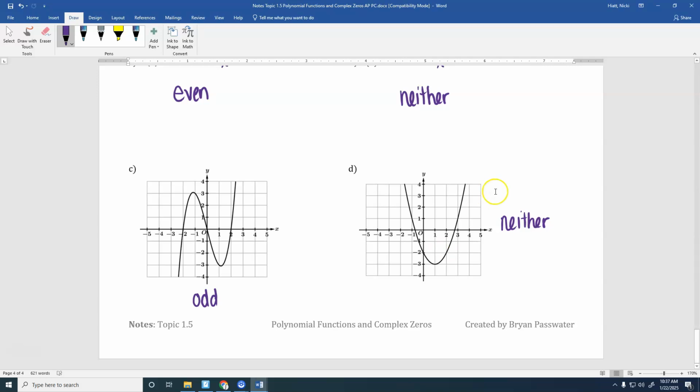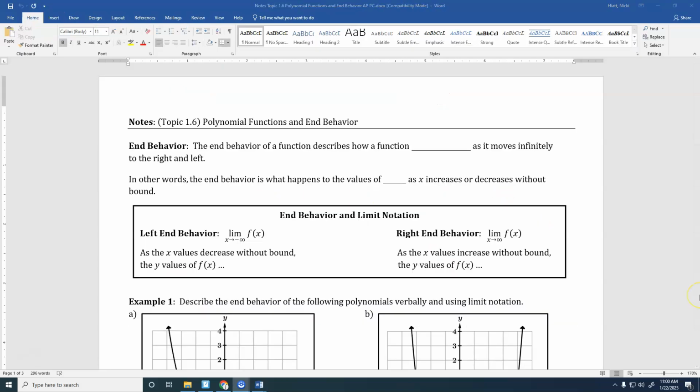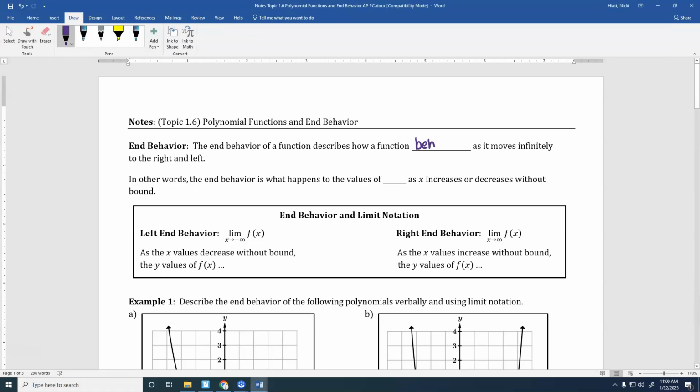Okay, so what describes how a function behaves as it moves infinitely to the right and left. In other words, the end behavior is what happens to the values of y as x increases or decreases without bound.